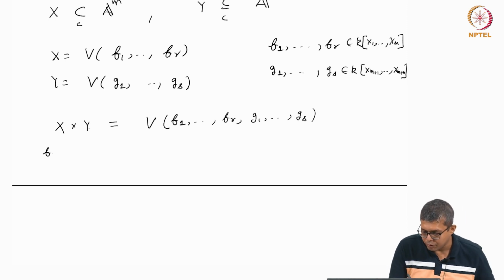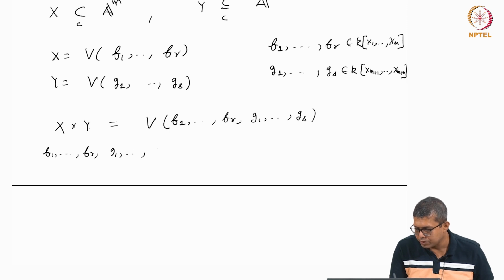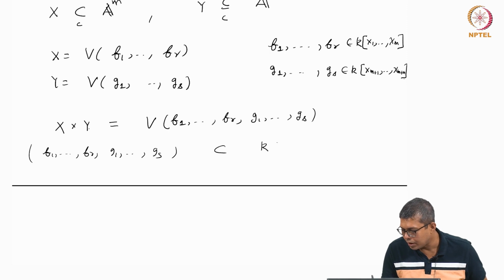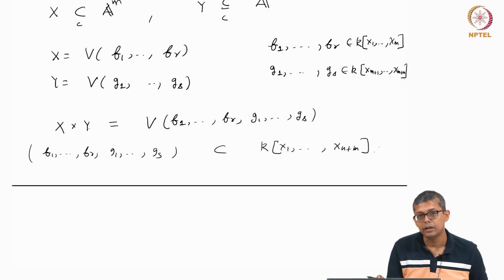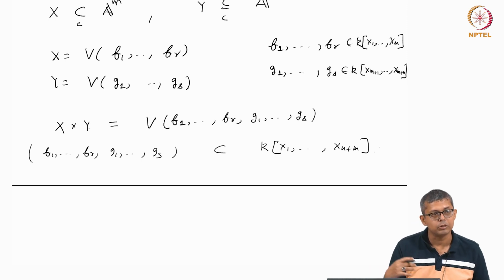So this ideal f1, f2, ..., fr, g1, g2, ..., gs is in k[x1, x2, ..., x(n+m)]. I consider the ideal generated by f1, f2 up to gs and take the zero set of that. And if I take that, that is nothing but X cross Y.